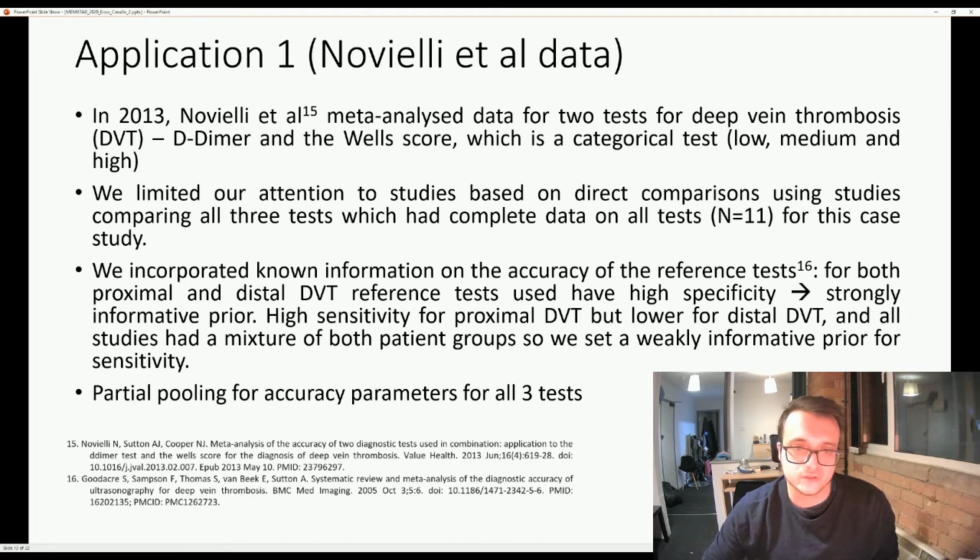We incorporated known information on the accuracy of the reference tests, and we did partial pooling for the accuracy parameters for all 3 tests, also known as random effects.